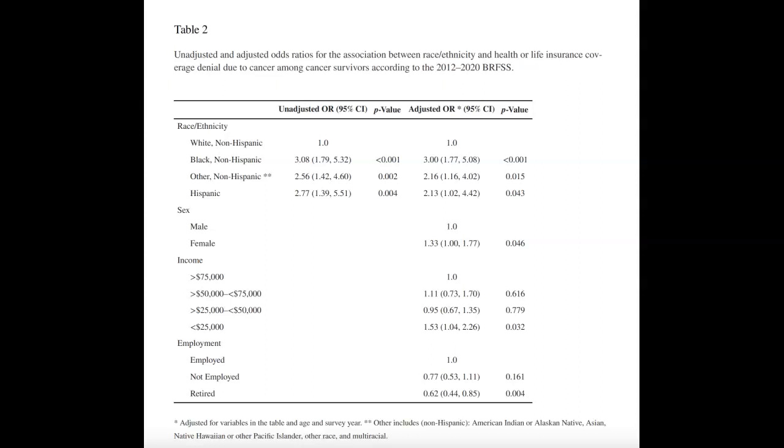Given that these variables do confound this relationship, what I need to report for my results is the adjusted measures of association. These are going to be the more valid measures in terms of that estimate for the relationship between race, ethnicity.